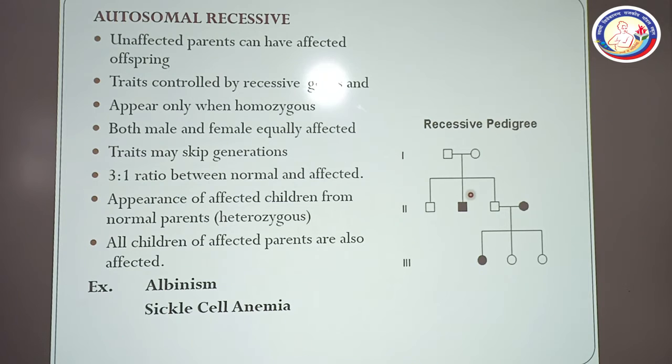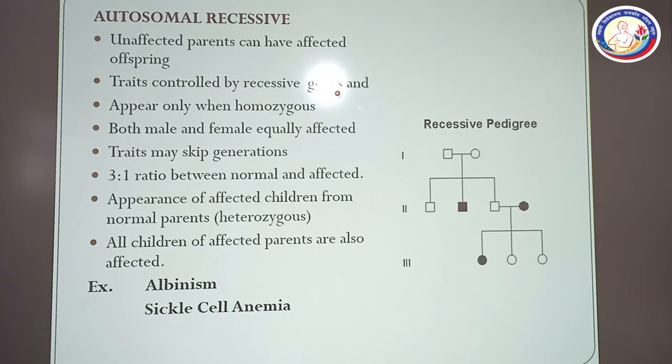Now next is autosomal recessive. What do we mean by this? In autosomal dominant, the character was shown in every generation, but in the autosomal recessive character, both the parents can be unaffected but still affected children can be born. So unaffected parents can have affected offspring. These are the two unaffected offspring among the children, and one is affected.